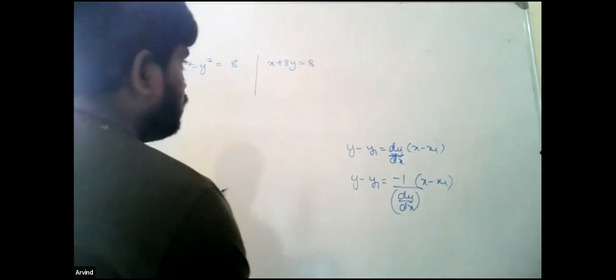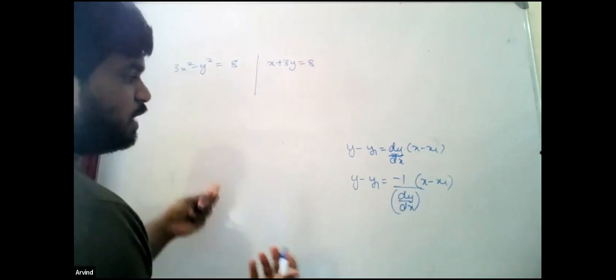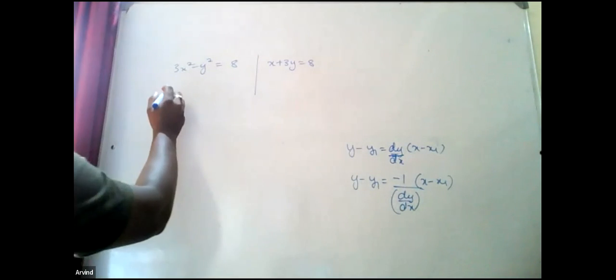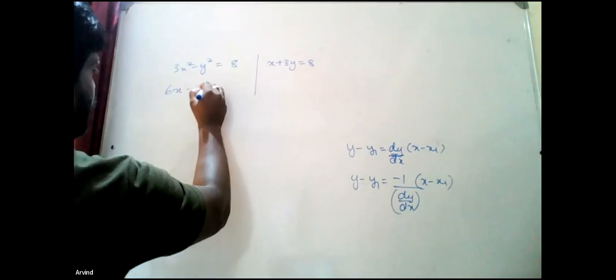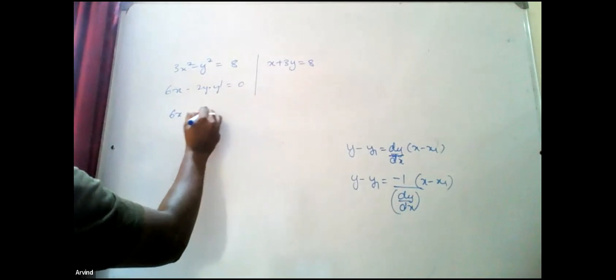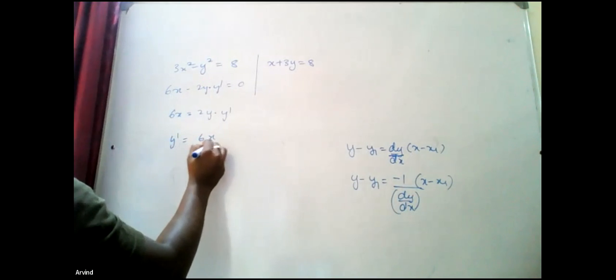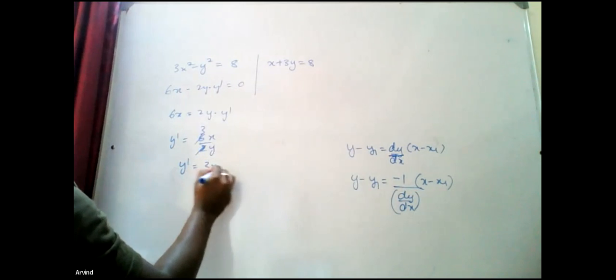Okay. So just observe. Let's find the slope of this. This is very easy. You have to just find it and substitute it. That's it. Let's find the slope of this. So differentiate it. It will become 6x minus 2y into y dash is equal to 0. Therefore, 6x is equal to 2y into y dash. Therefore, y dash will become 6x by 2y, which implies y dash is equal to 3x by y. Option C is x plus 3y plus or minus 8 equal to 0.